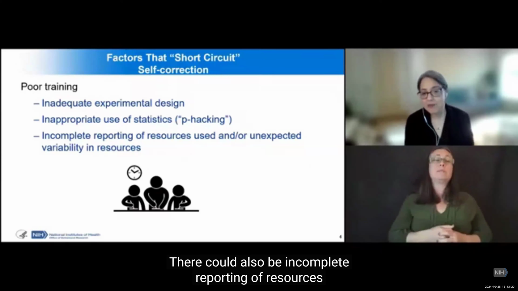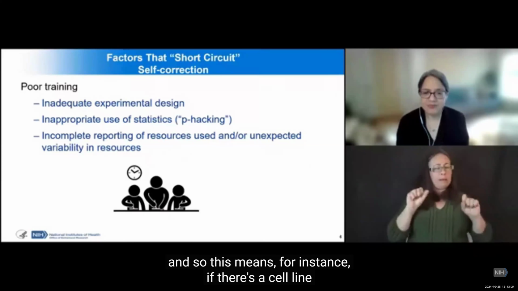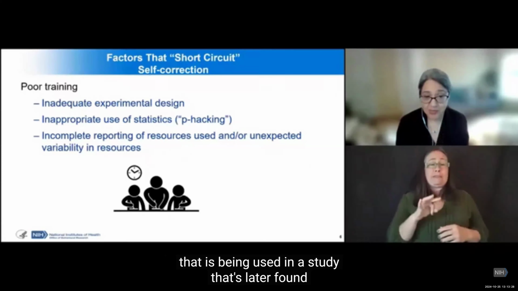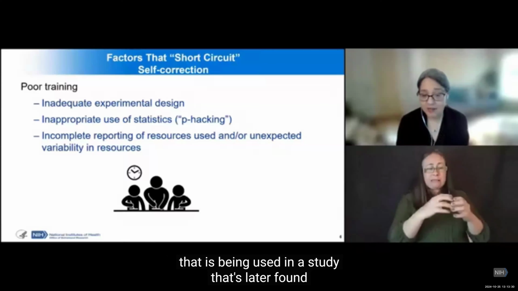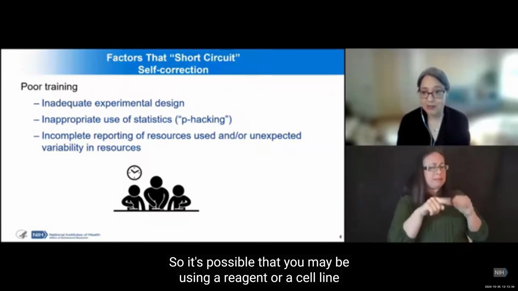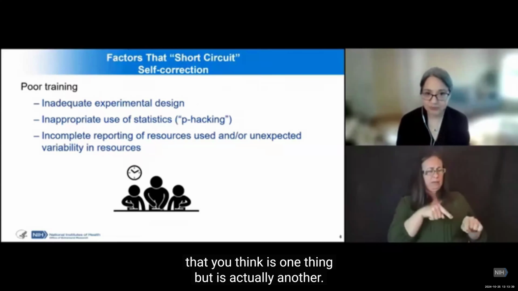There could also be incomplete reporting of resources used or unexpected variability in resources. This means, for instance, if a cell line that is being used in a study is later found to actually be a misidentified cell line. We'll talk more about this in a second. It's possible that you may be using a reagent or a cell line, but you think it is one thing, but it's actually another.